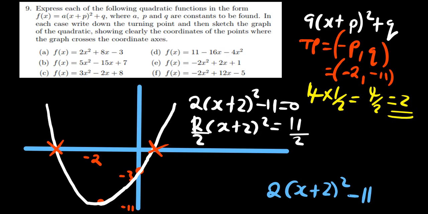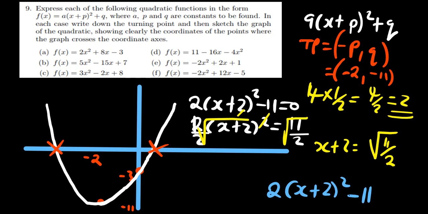When I divide by 2 on both sides, for me to cancel the square, I'm going to square root on both sides. So the square and the root will cancel. So I have x plus 2 is equal to the square root of 11 over 2. Okay, then I'm going to take the 2 to the other side. So x will be equal to -2 positive or minus the square root of 11 over 2.